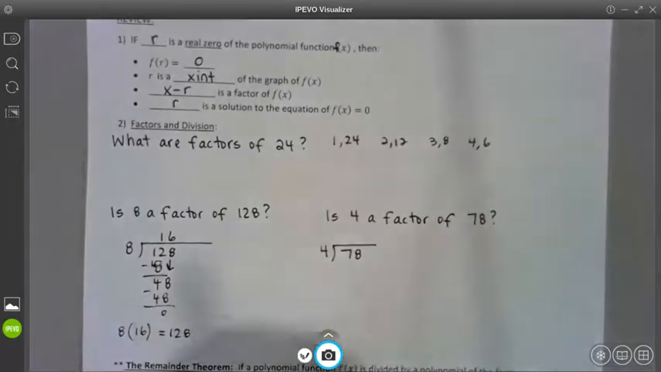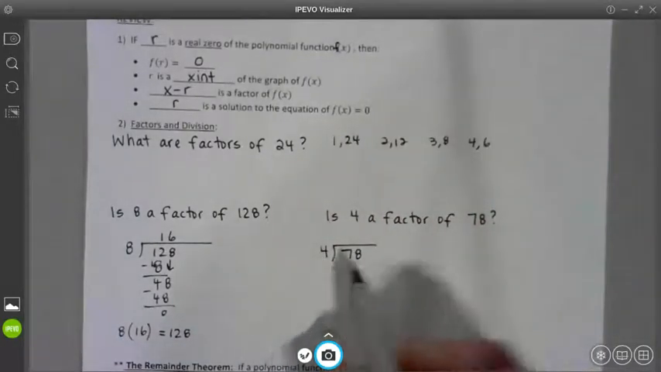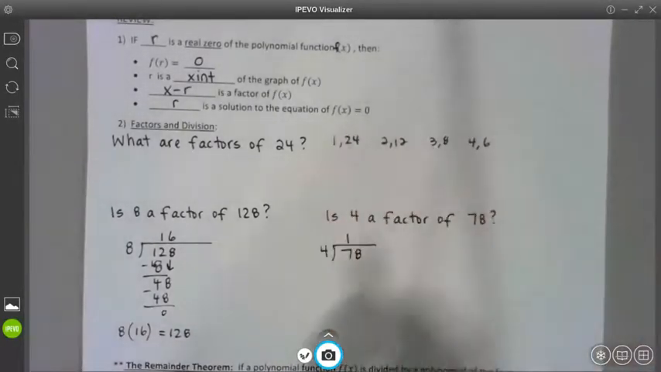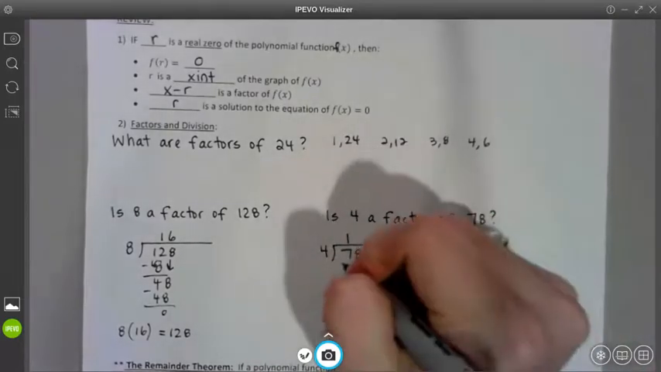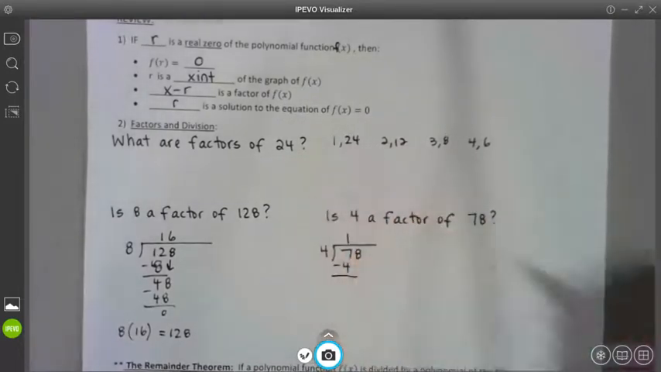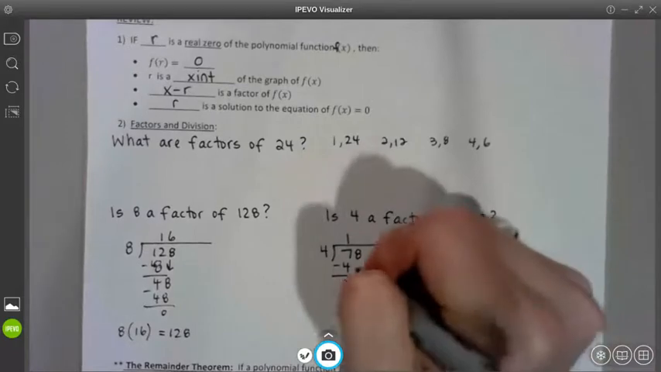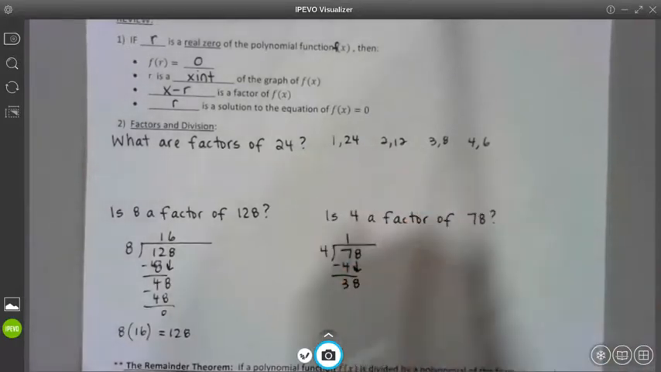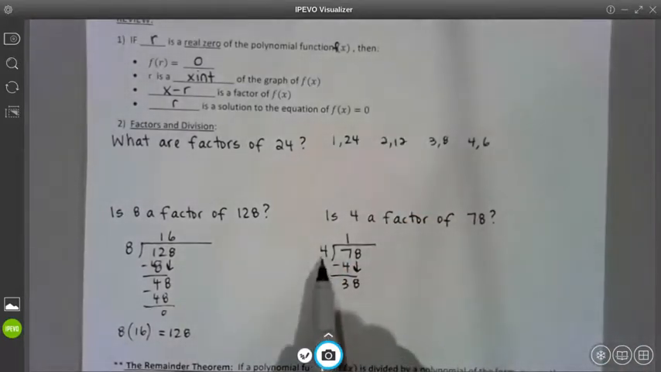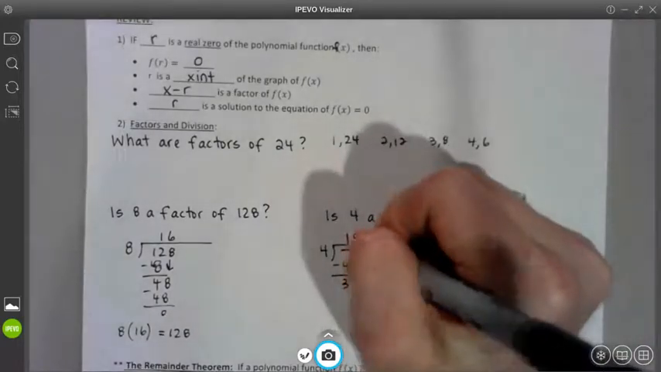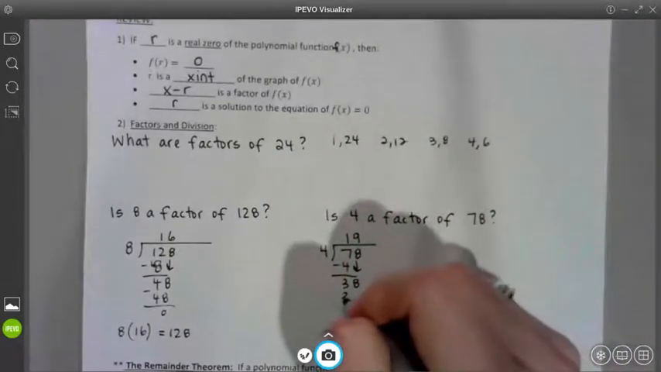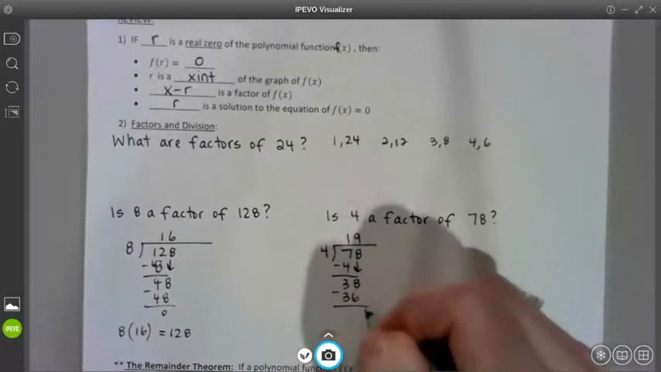Well, how many times can 4 go into 7 without going over? One time. And then we multiply. 1 times 4 is 4. We subtract to see what's left over. It's a 3. Bring down the 8, and we do it all over again. How many times can 4 go into 38? Well, it can go in 9 times without going over. All right, 9 times 4 is 36. Subtract to see what's left over.